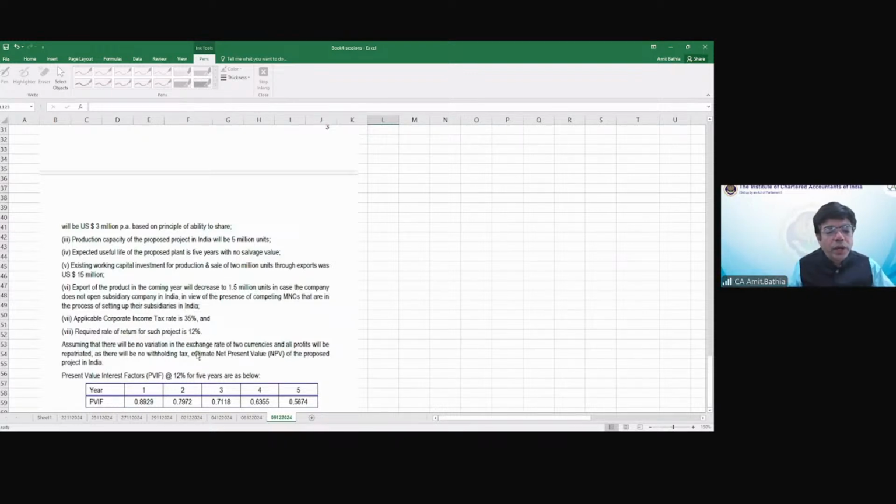Assuming that there will be no variation in the exchange rate of the two currencies and all profits will be repatriated as there will be no withholding tax, estimate the NPV of the proposed project in India. PV interest factors for 5 years are as follows at 12%, that being your required rate of return. So the discounting factor is 12%.